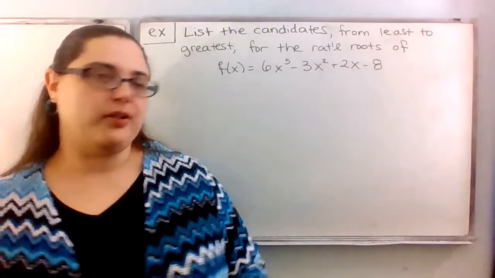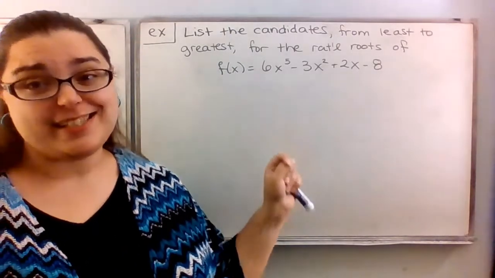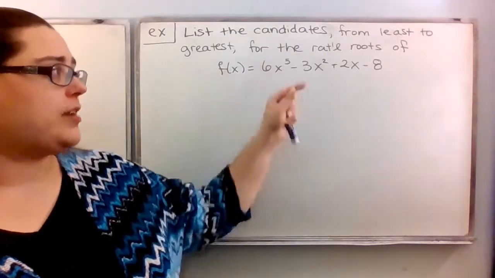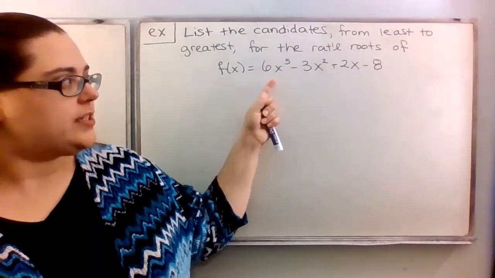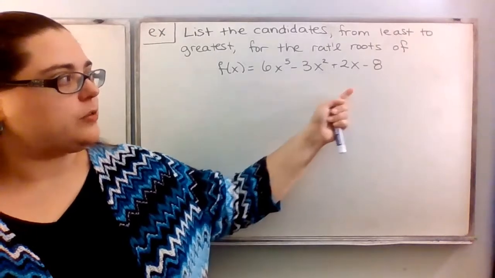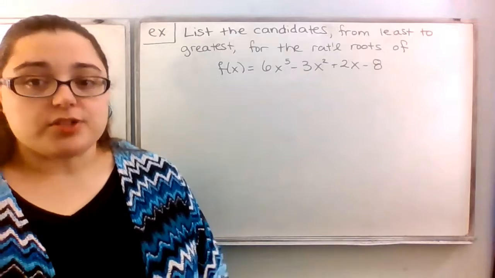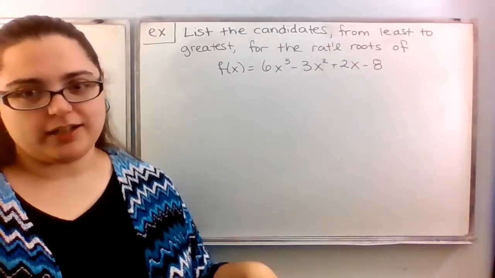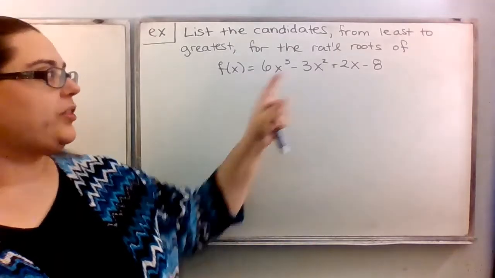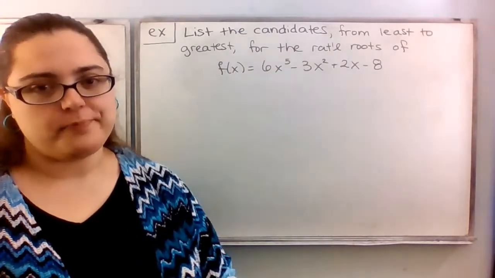So for this example, we've been asked to list the candidates from least to greatest for the rational roots of this polynomial function f of x equals 6x to the 5th minus 3x squared plus 2x minus 8. To do this, I'm going to first find the rational candidates, and then at the end, we'll put them in order from least to greatest, as we've been directed to do here.